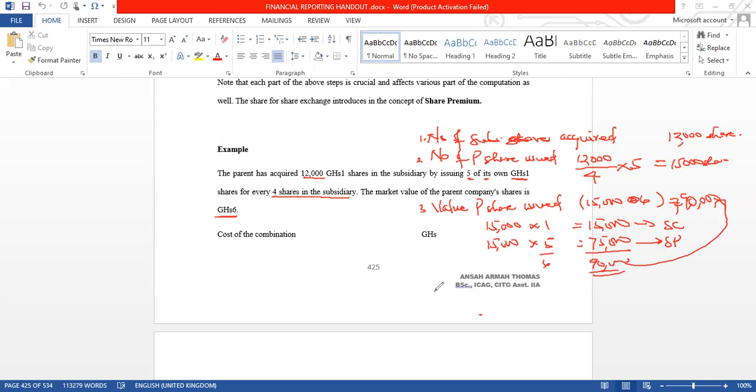Step 4, we pass the journal. How do we pass the journal? We debit our purchase consideration, 90,000, which is what we are paying. Then we credit our stated capital with 15,000 and our share premium with 75,000. At the end of the day, our journal balances.